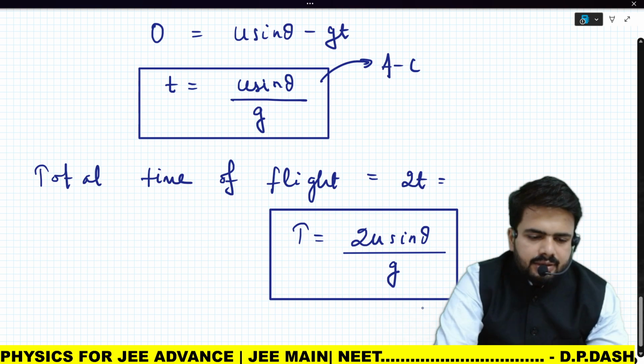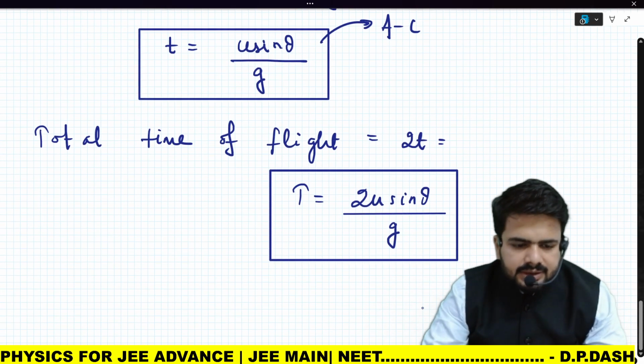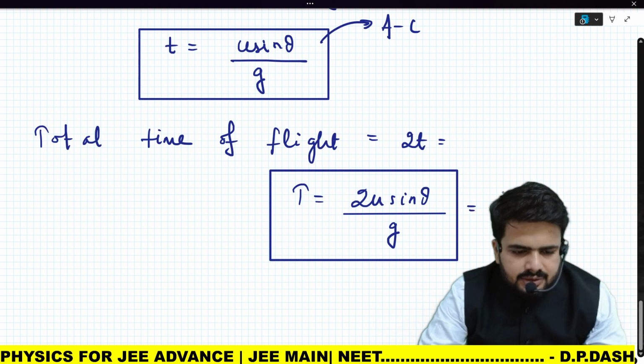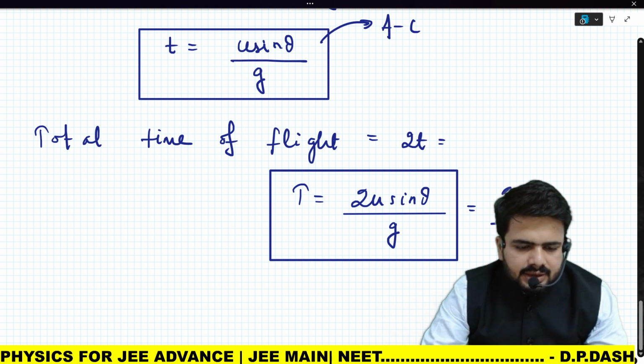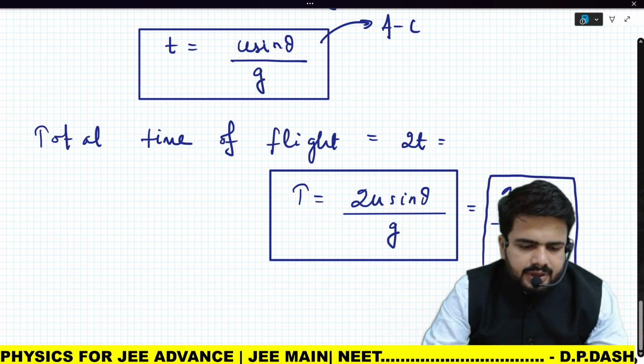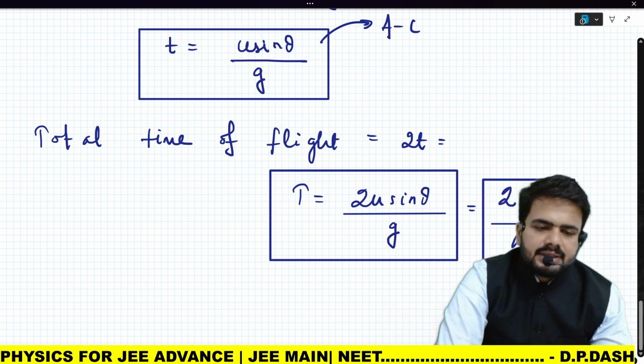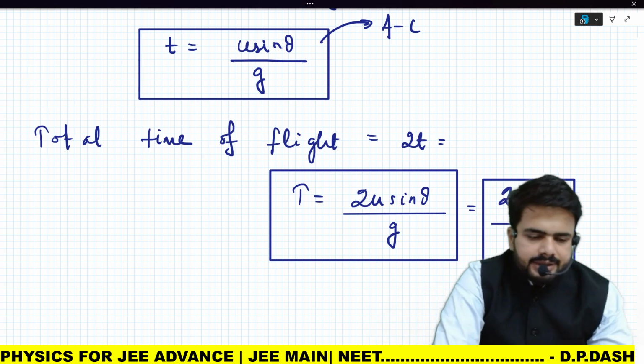Here T equals 2 u sin theta by g, or further you can also write it as 2 into u sin theta, which is your initial velocity along the y direction, divided by g, which is the acceleration along the y direction. This form is also important. You can also mention time of flight in this form.